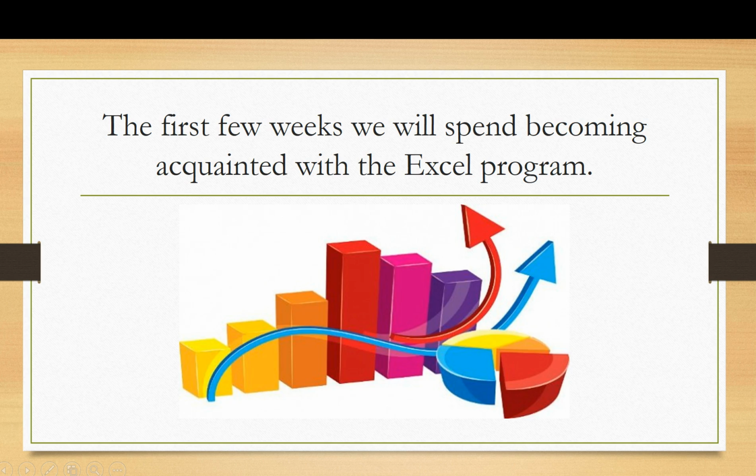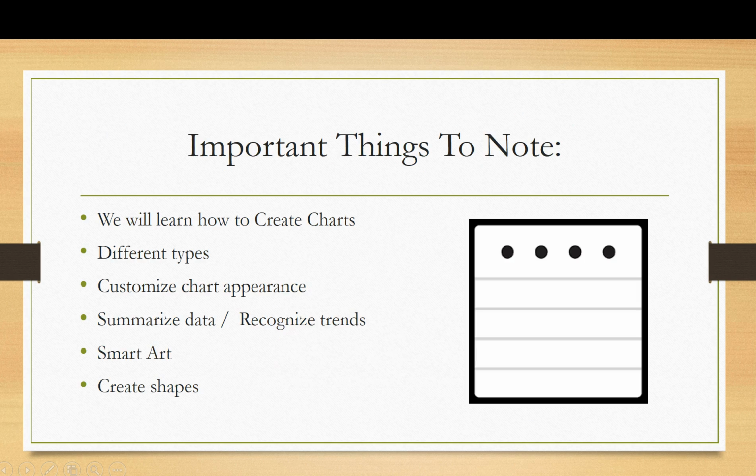Again, we're in the acquaintance stage of the course, so right now we're reading through some fairly boring lessons in the step-by-step book, but again, these tools are necessary in order for us to begin our bigger graded problems. So be patient. In this chapter, we're going to focus on several things. We're going to learn how to create charts. We're going to learn about the different types of charts that Excel has to offer. We're going to learn how to customize chart appearance, how to use summarizing data techniques so that we can recognize trends. You'll also in the lesson learn about smart art and how to create shapes.